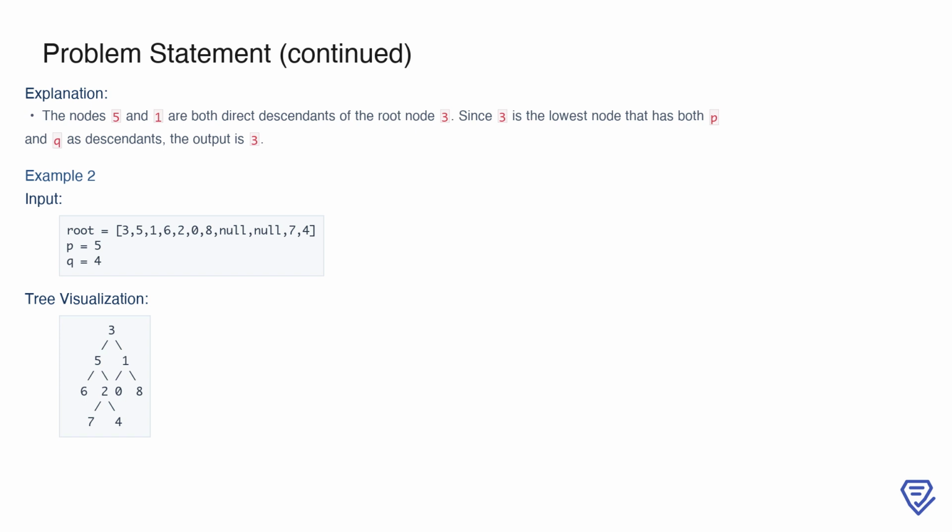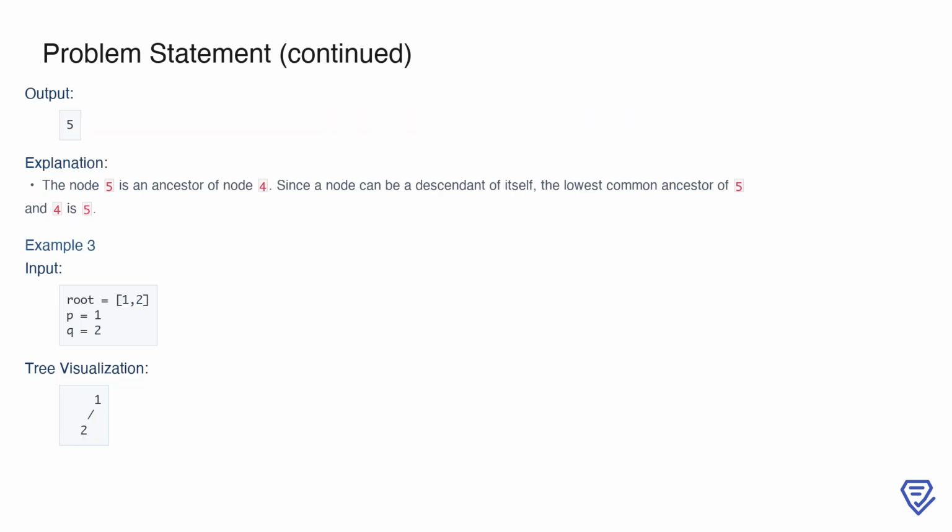Now, let's consider another example with the same binary tree, but this time with P equals 5 and Q equals 4. The output for this case will differ because of the relationship between these two nodes. In this example, the output is 5. This is because the node 5 is itself an ancestor of node 4. Remember, a node is considered a descendant of itself, so the lowest common ancestor of 5 and 4 is simply 5. This highlights an important concept in this problem: a node can be both an ancestor and the LCA when the other node lies within its subtree.